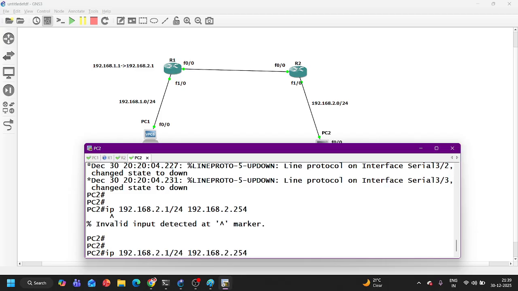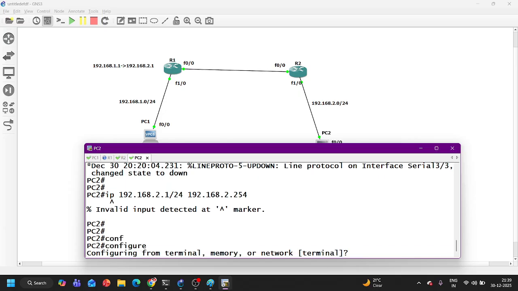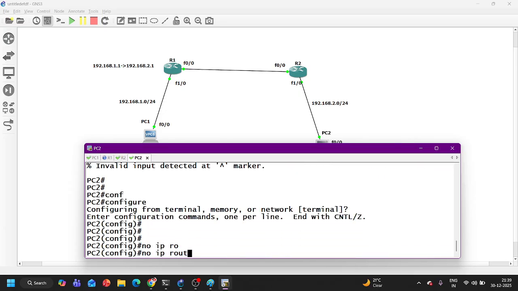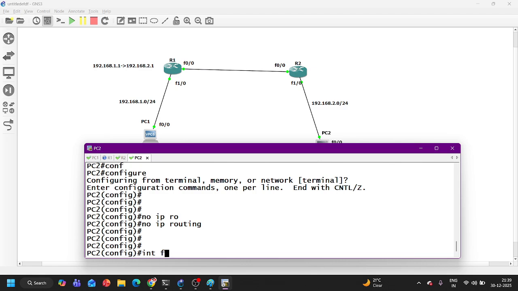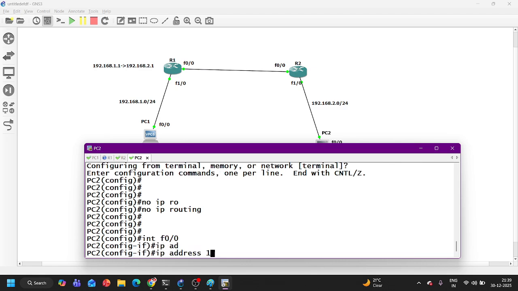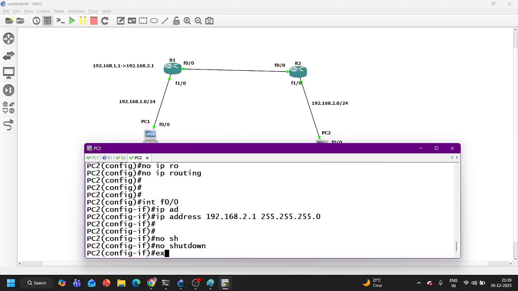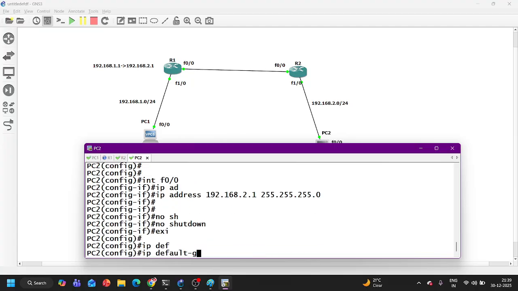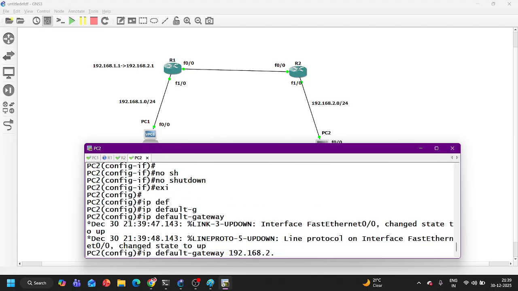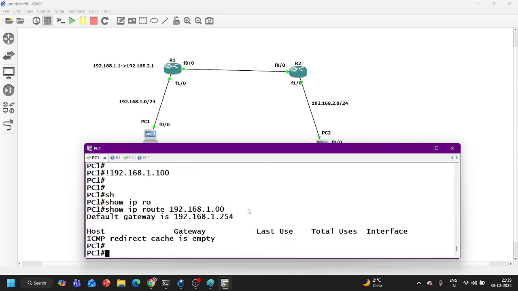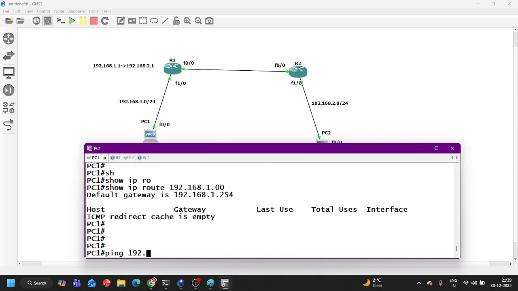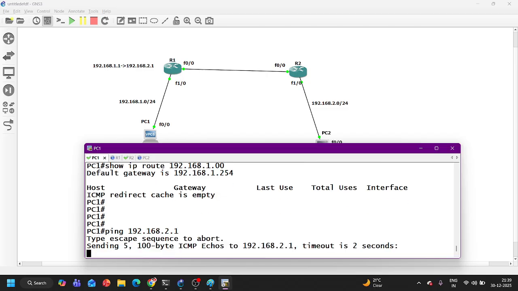IP route is missing. On PC, okay, this is not actually PC, this is the router. Sorry, it was my mistake in the syntax. No ip routing, and interface F0/0 IP address 192.168.2.1 255.255.255.0, no shutdown, and ip default-gateway 192.168.2.254. Correct. Go to PC1 and ping 192.168.2.1. Ping is not working.